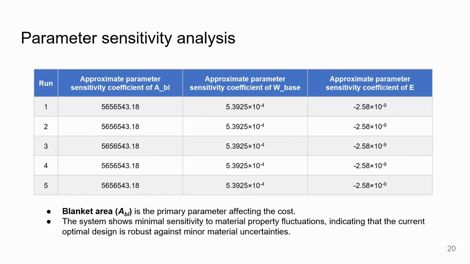The parameter sensitivity analysis results show that blanket area is the most influential parameter. Conversely, the sensitivity to the elastic modulus is low. This implies that the optimal cost remains stable even with minor fluctuation in material properties, demonstrating the robustness of our design. In conclusion, the sensitivity analysis confirms that blanket design is the core focus for system optimization.